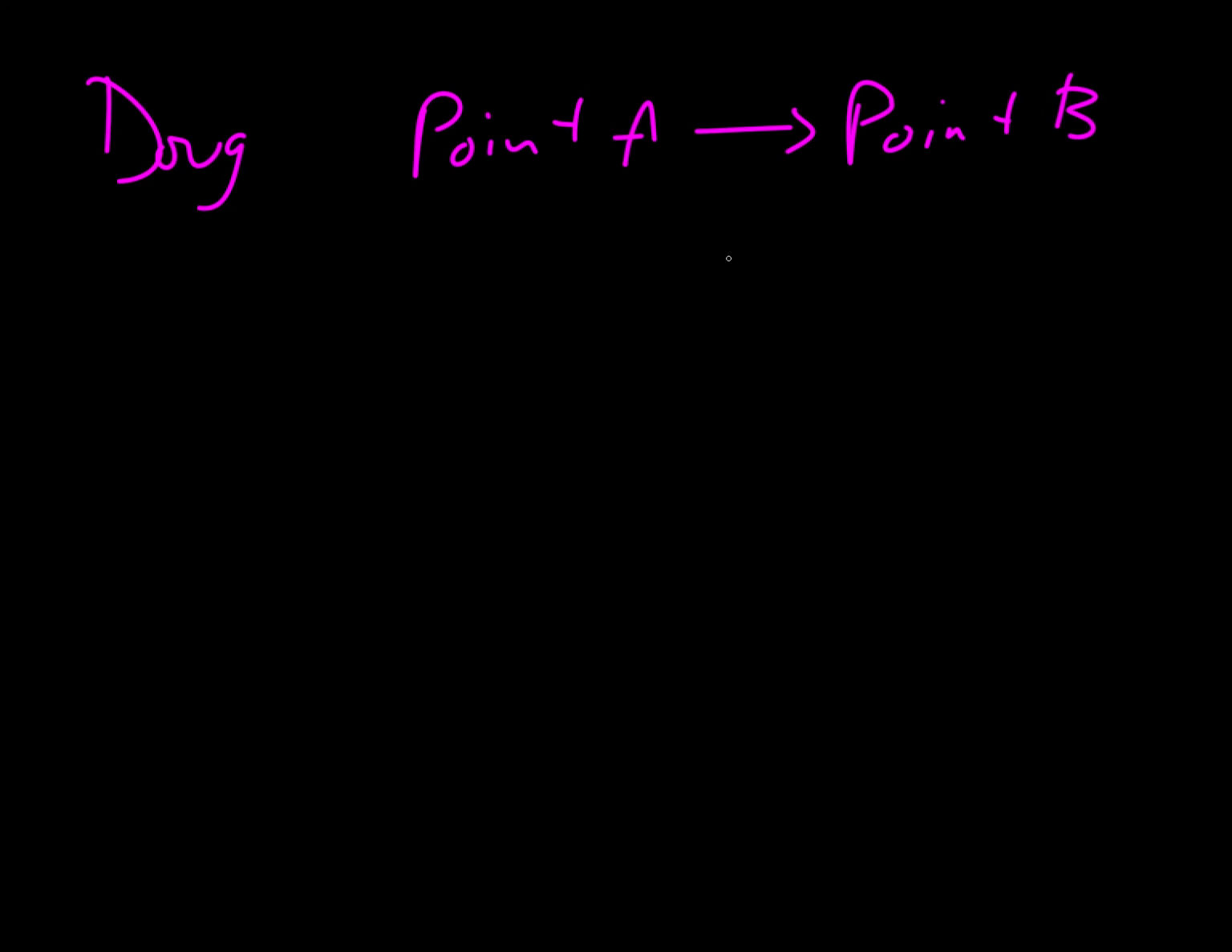Hey math kids, today we're going to talk about trig ratios, Pythagorean theorem, and right triangles. We're going to look at some story problems specifically. Let's say Doug can walk from point A to point B. He can't walk from point A to point B because there's a toxic waste spill in his way.